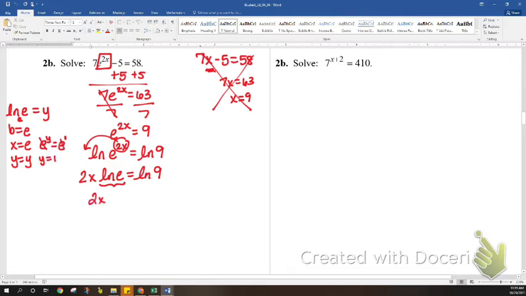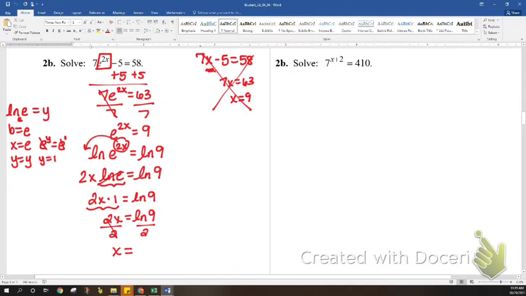So we have 2x times 1 equals a natural log of 9. Well, 2x times 1 is just 2x. So the natural log of e will cancel, okay? And if there's nothing else there, we have to put the 1. But if we have other stuff there, we don't have to worry with it. All right, then we can divide by the 2 to solve for x. And so x equals the natural log of 9 divided by 2.